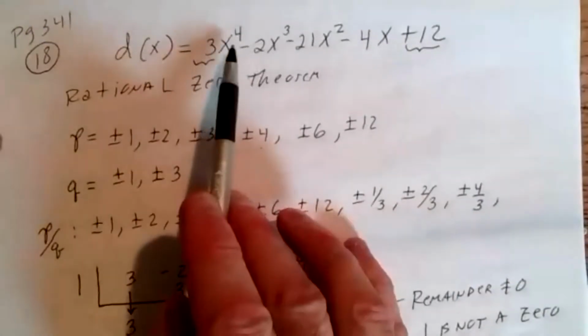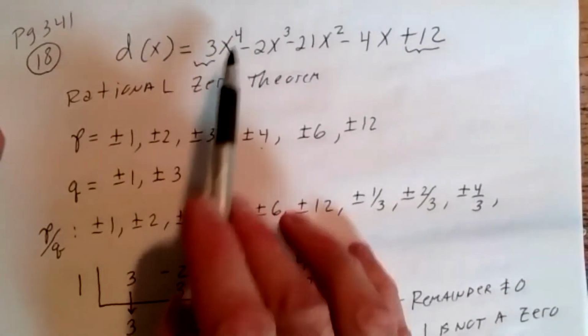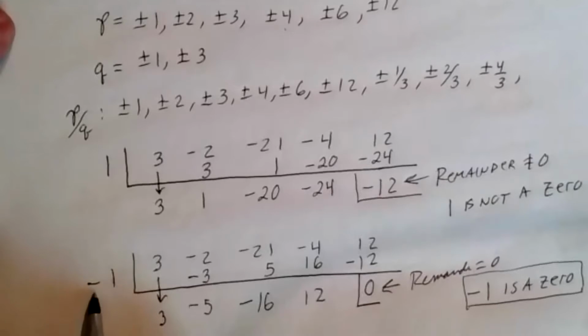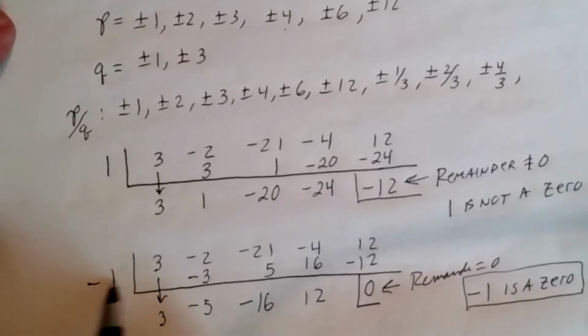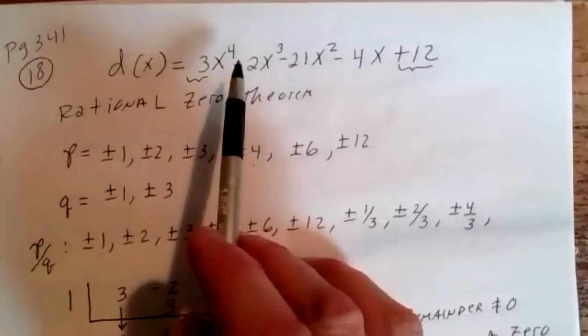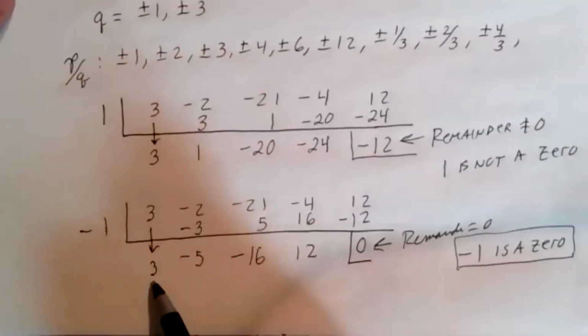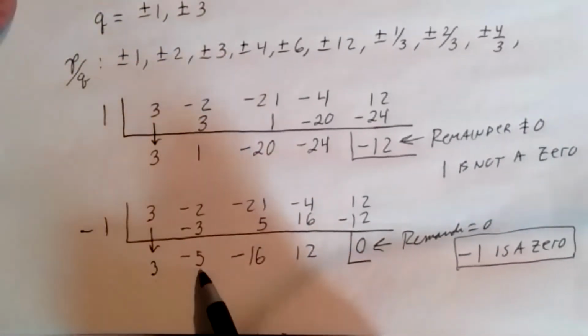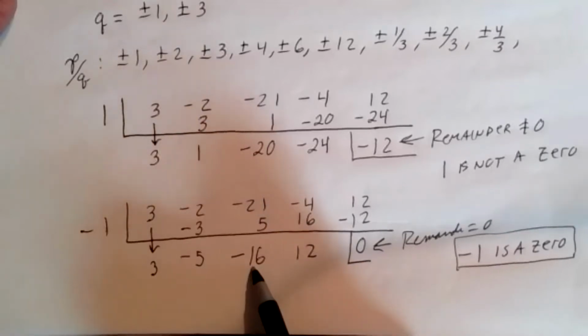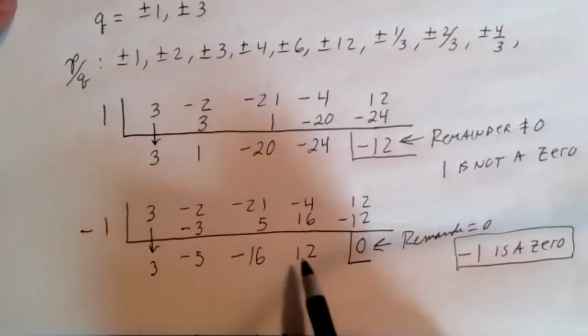Now, we started with the 4th degree polynomial, and by dividing out x minus a negative 1, which means we really divided out the binomial factor of x plus 1, we got our quotient polynomial down from a 4th degree down to a what? 3rd degree. So this would be 3x cubed minus 5x squared minus 16x plus 12.